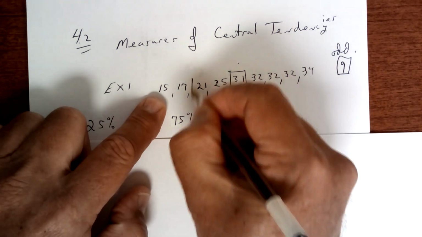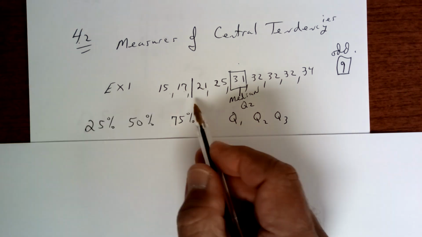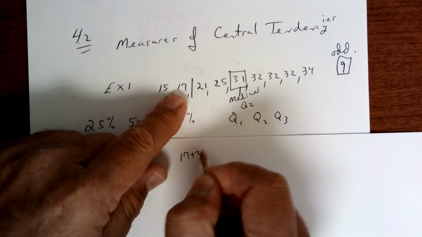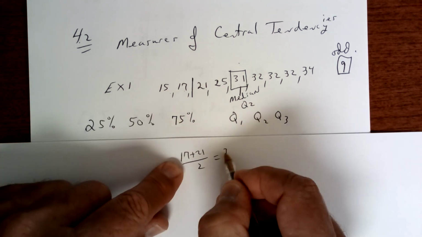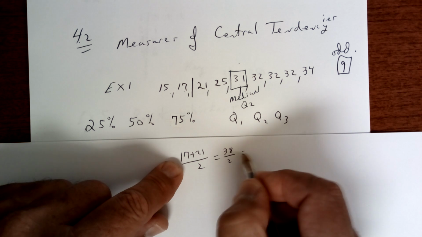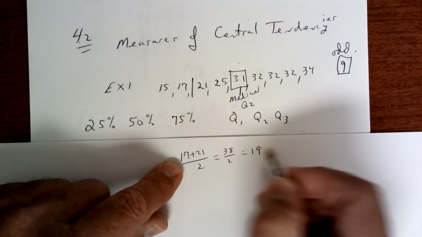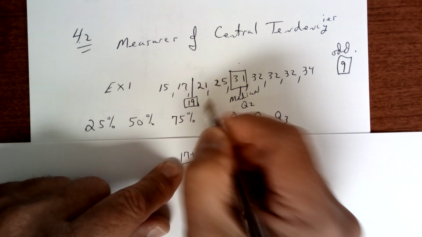Then you take these numbers and you find the one in the middle here. Well, this is even, 1, 2, 3, 4. So the one in the middle here, you have to add up 17 plus 21 divided by 2. When you add that up, you get 38 divided by 2. That's going to be 19. So this one right here, 19, represents quartile 1.